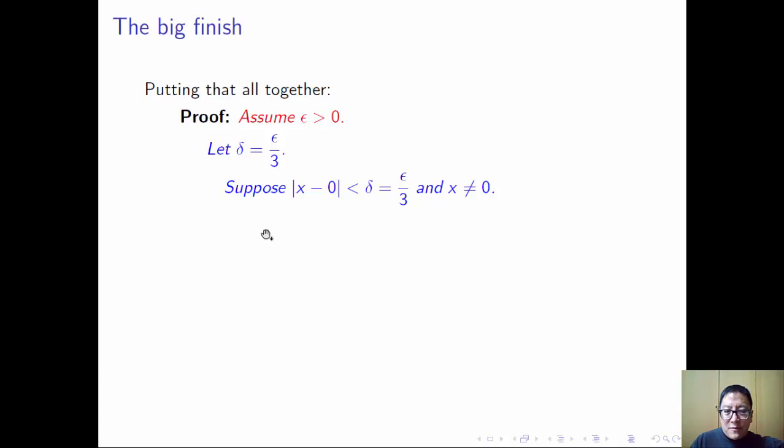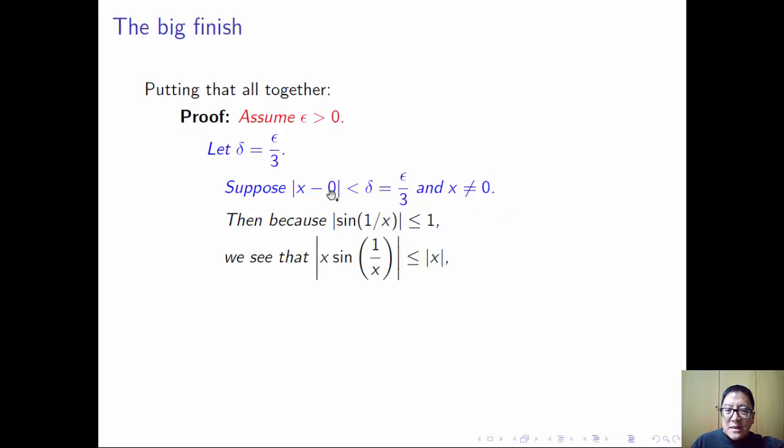So after that, the next thing in the existing outline is that we suppose that the absolute value of x minus 0 is less than delta, which we chose to be epsilon over 3, and that x is not equal to 0. In that case, because the absolute value of the sine of 1 over x is less than or equal to 1, multiplying both sides of this by the absolute value of x, we get that the absolute value of x times the sine of 1 over x is less than or equal to the absolute value of x. That's just what we said.